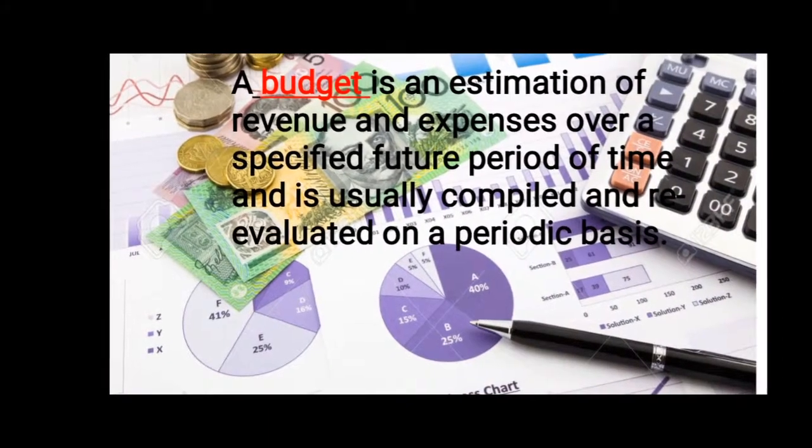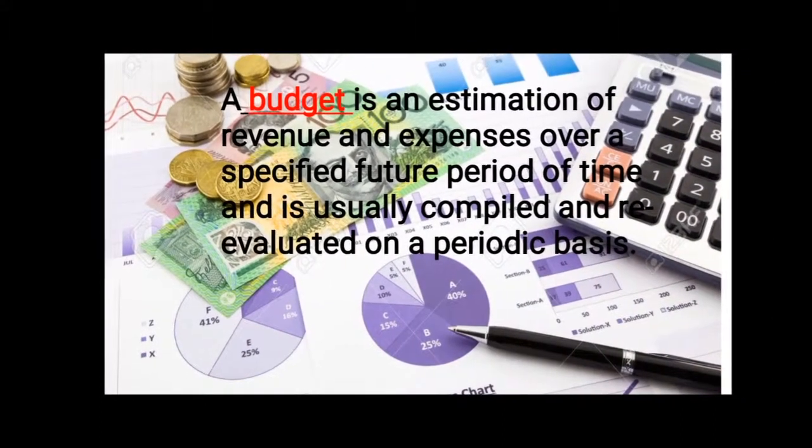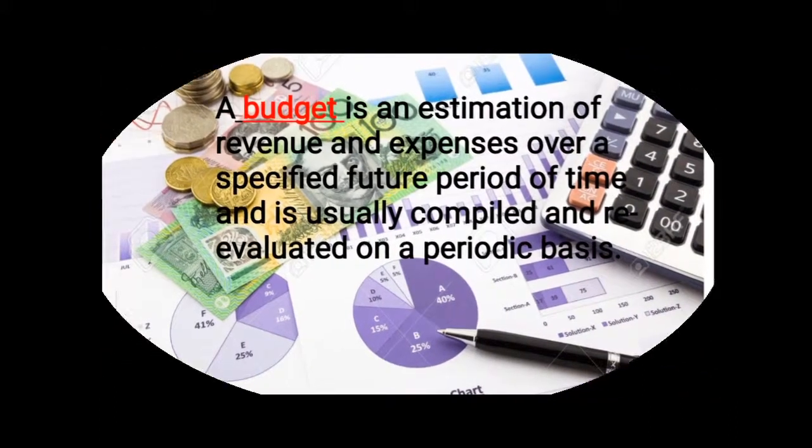Budget is an estimation of revenue and expenses over a specified future period of time and is usually compiled and reevaluated on a periodic basis. Budget can be made for a person, a family, a group of people, a business, a government, a country, a multinational organization, or just about anything else that makes and spends money. At companies and organizations, a budget is an internal tool used by management and is often not required for reporting by external parties.